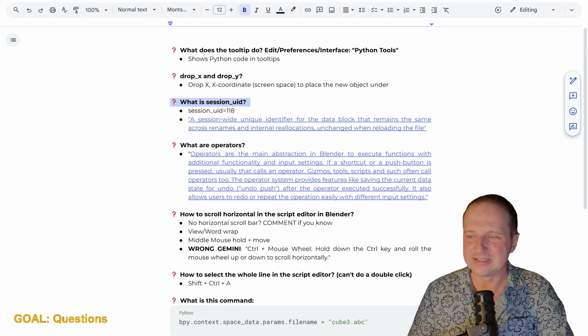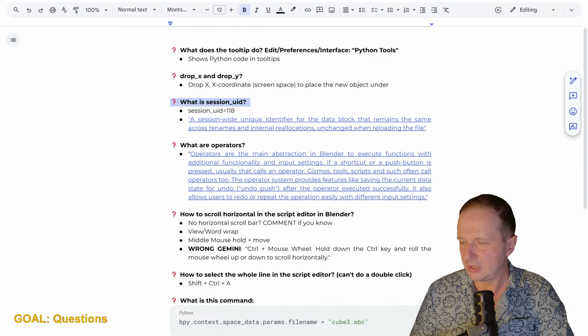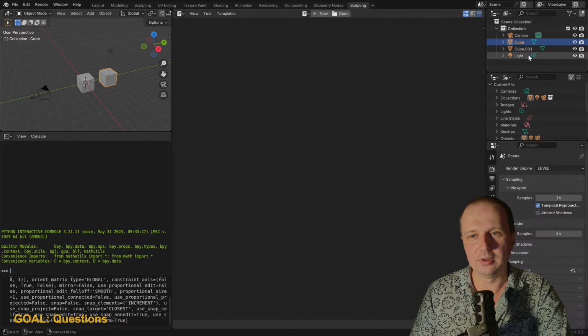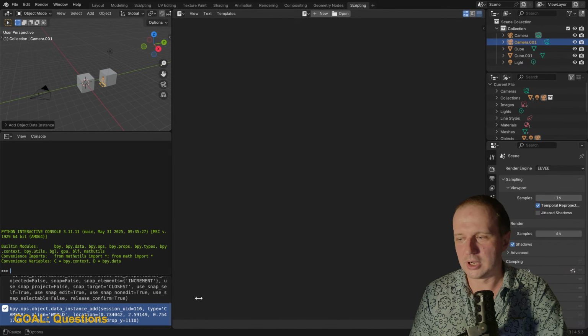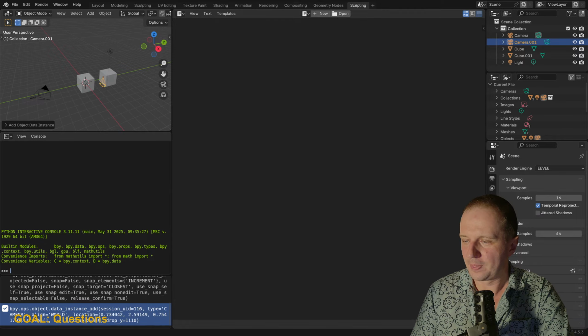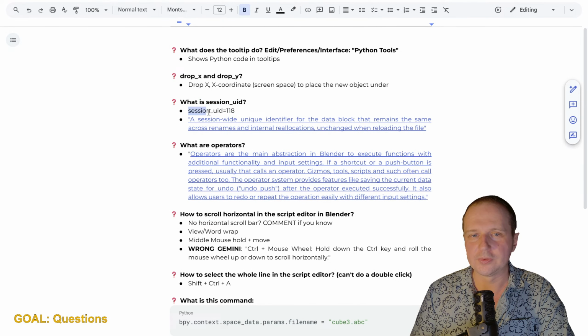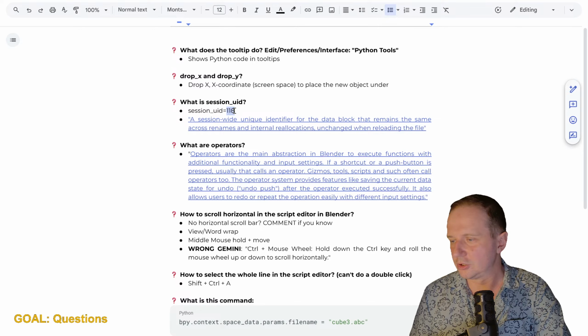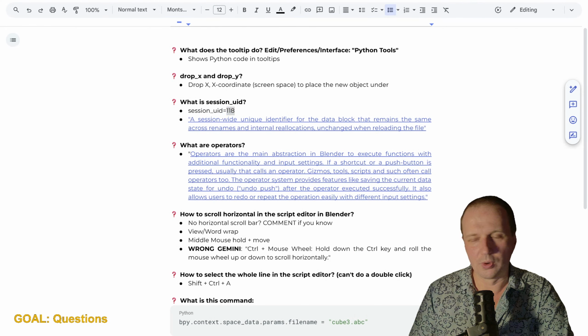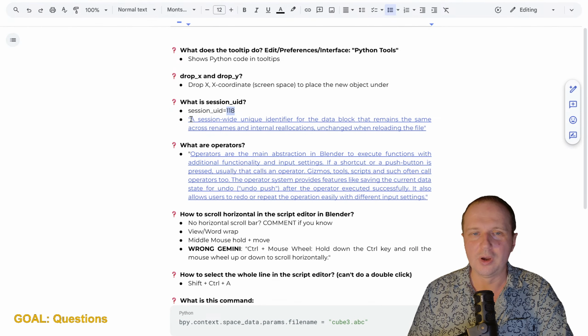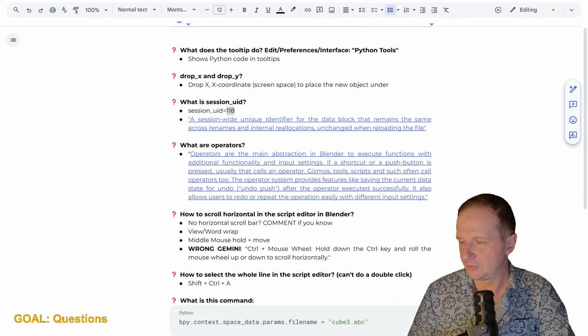What is season UID? This is also something we had last time. If we throw in something, one of the things we see here is the season UID, and this is also kind of set in stone to some degree. It's usually an integer, like for example, 118 or 116 in this case. So a session-wide unique identifier, let me just dive into the original.